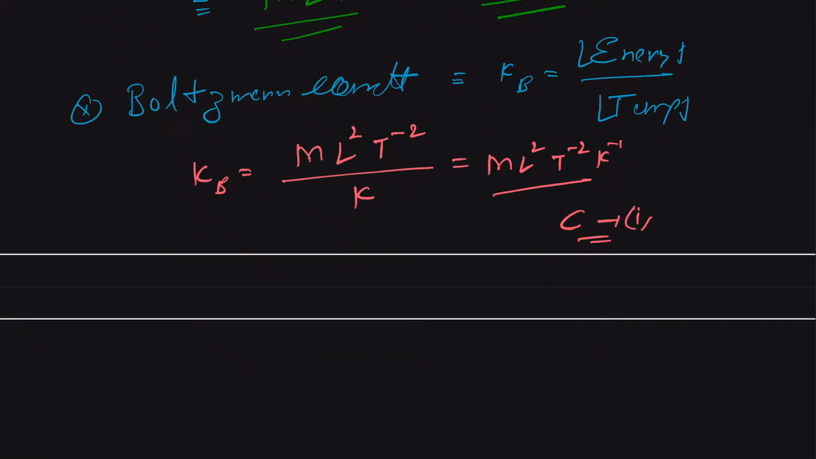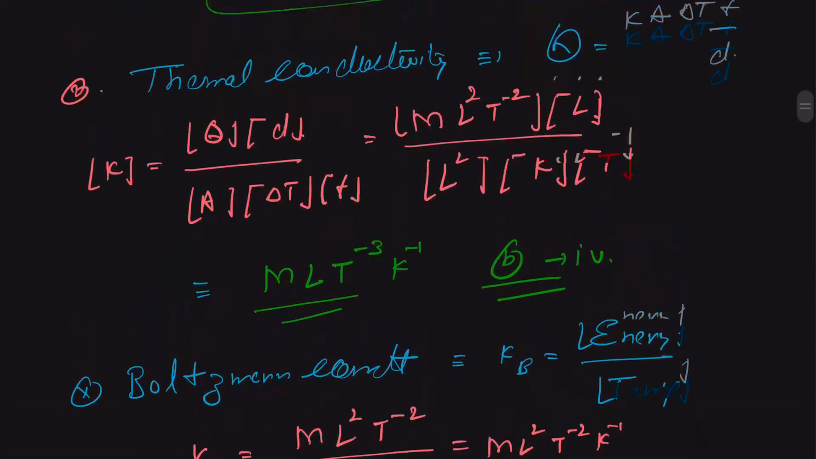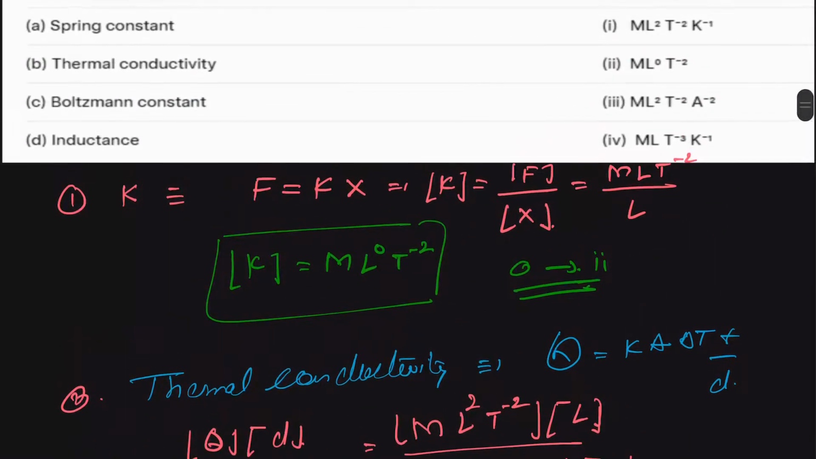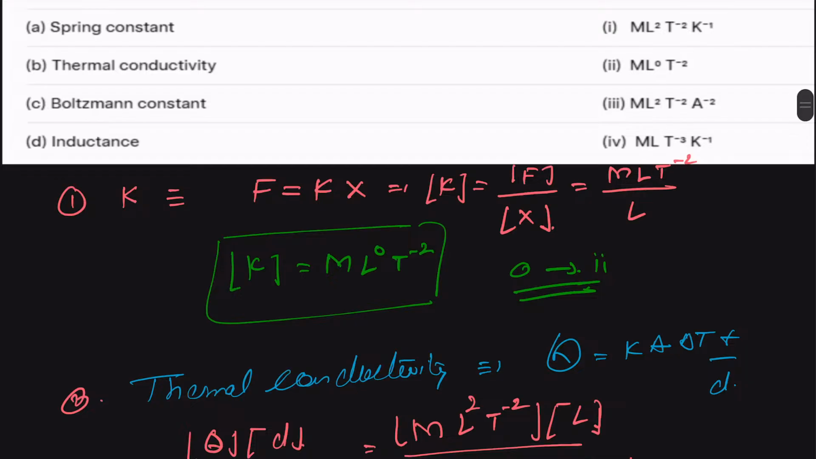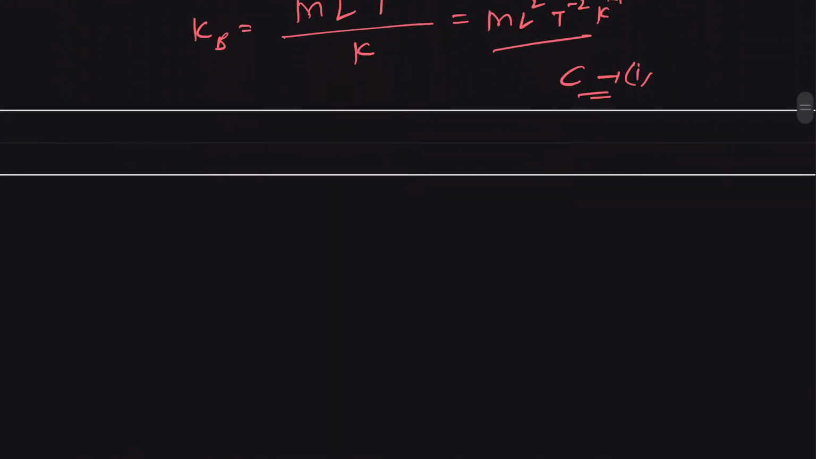So obviously the last one automatically is our inductance, and inductance is going to match our option number 3. That is the only thing that is left. So D gives us 3. Next question.